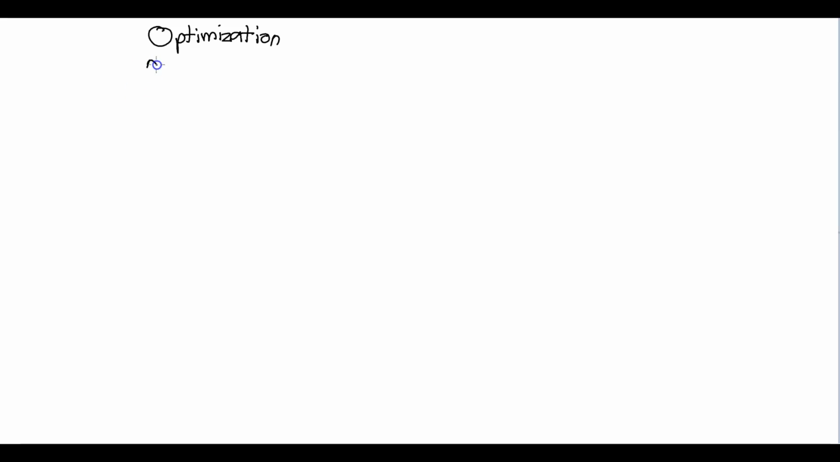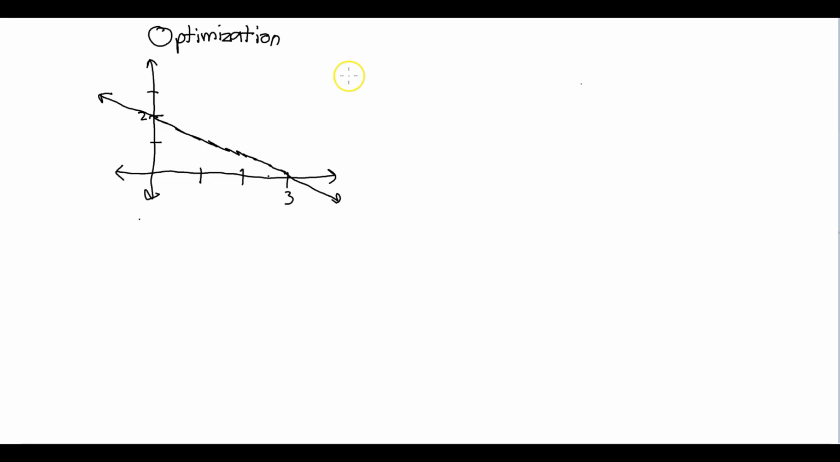So let's say we had a line. Let's say we had a line, okay? So we had the line y equals negative 2/3 x plus 2. Okay, so y equals negative 2/3 x plus 2.